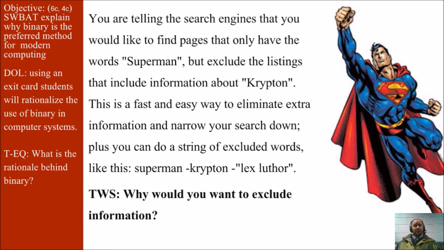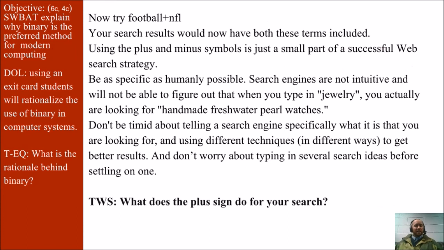So this will be a challenging think right share, but I want you to try your best. Why would you want to exclude information? Can you think of another scenario where you would search for something but you want to exclude something else that normally goes with it?